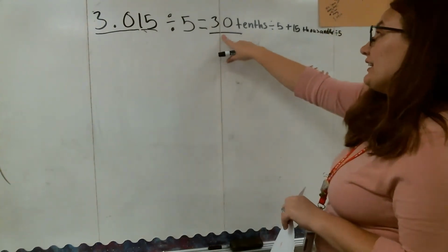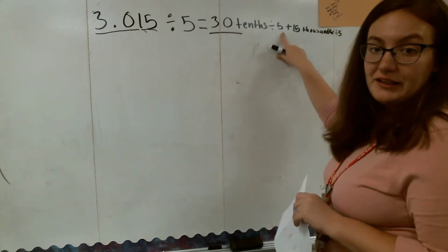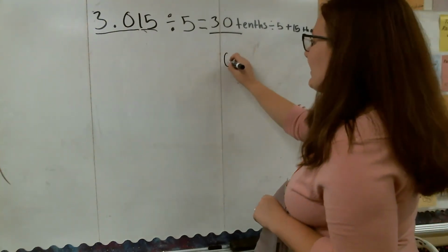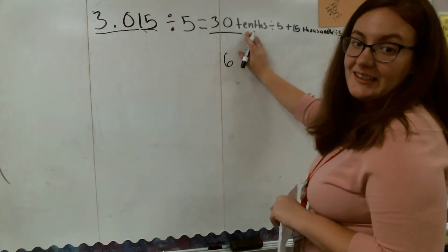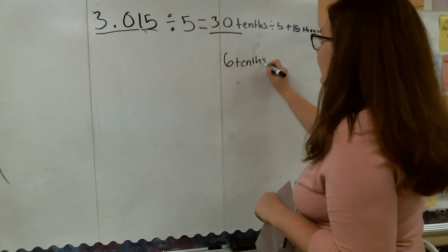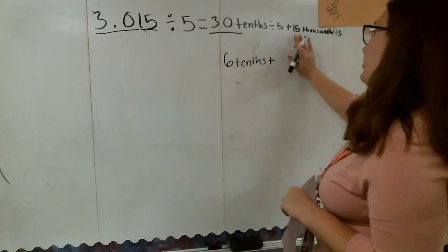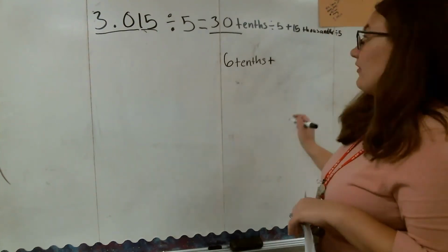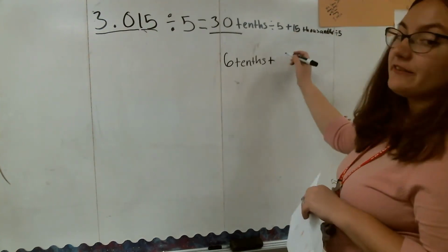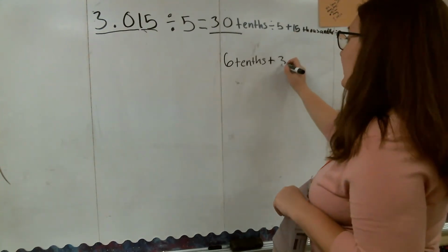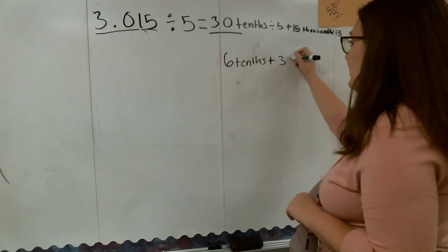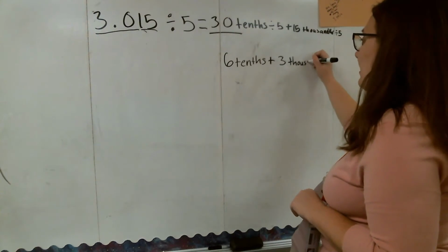So I have 30 divided by 5. That's my first part. 30 divided by 5 is 6, but it's not just the number 6, it's 6 tenths. So I bring down those units. Then I bring down this addition symbol because I have to add on my thousandths now. And I think about what is 15 divided by 5. 15 divided by 5 is 3, but it's not just the number 3, it is 3 thousandths. So I write the unit thousandths with it.